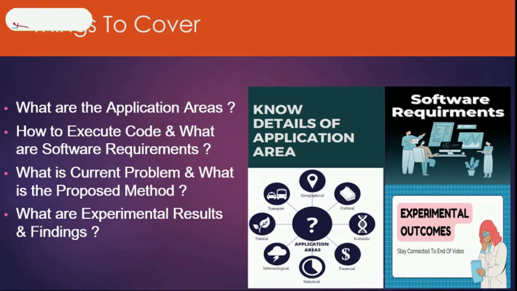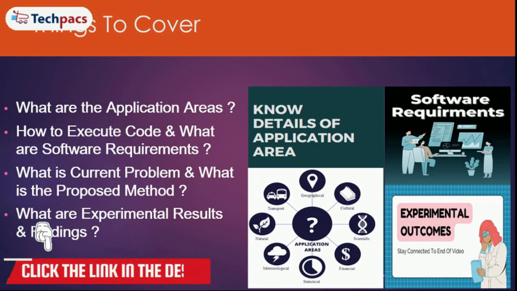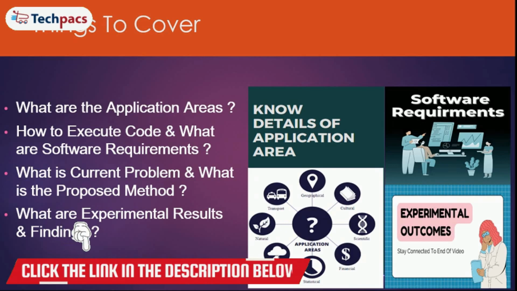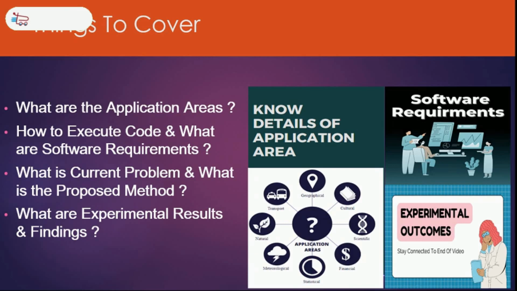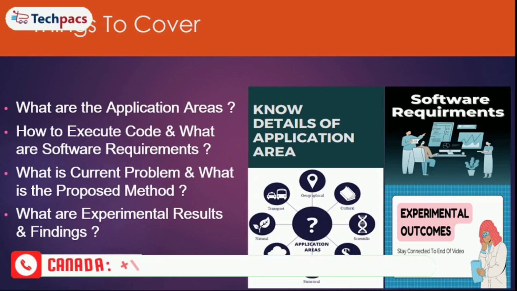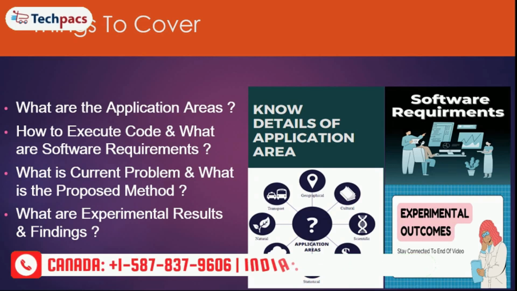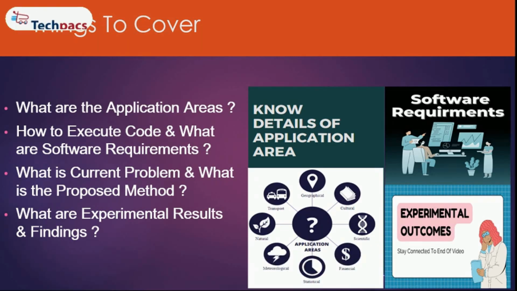Initially, we will talk about in which application areas the designed system can be implemented, where the proposed system will be helpful. Then, whatever code we have designed, how to execute it, and what the software requirements are for it. Next, what the current systems working in the same domain are, the challenges they were facing, and what the proposed method is doing in order to handle them. Finally, the experimental outcome and findings will be shown. So let's start with the application areas.